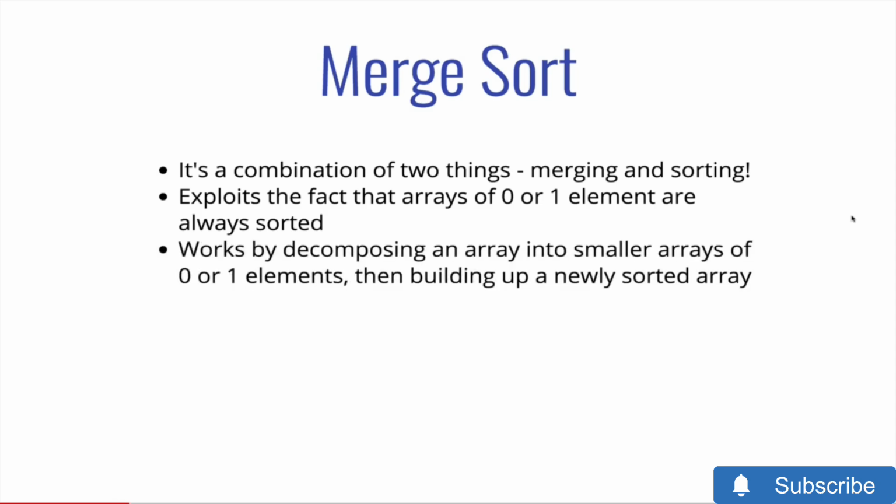It works by decomposing an array into smaller arrays. That's something known as a divide and conquer approach. We split up the larger array we're trying to sort into smaller sub-arrays. We keep doing it until we get to 0 or 1 element arrays. So we would take an 8 element array and split it, and then split it, and then split it until we end up with 8 single element arrays, and then we merge them back together.